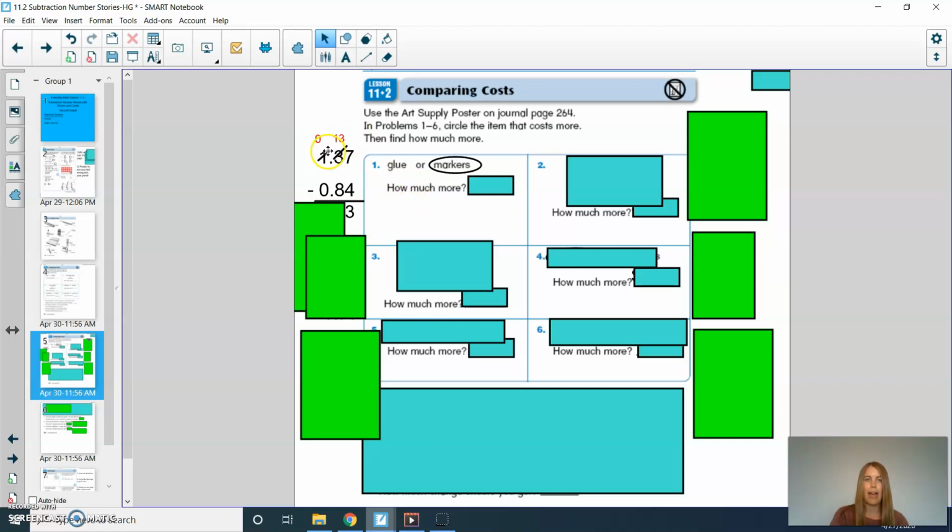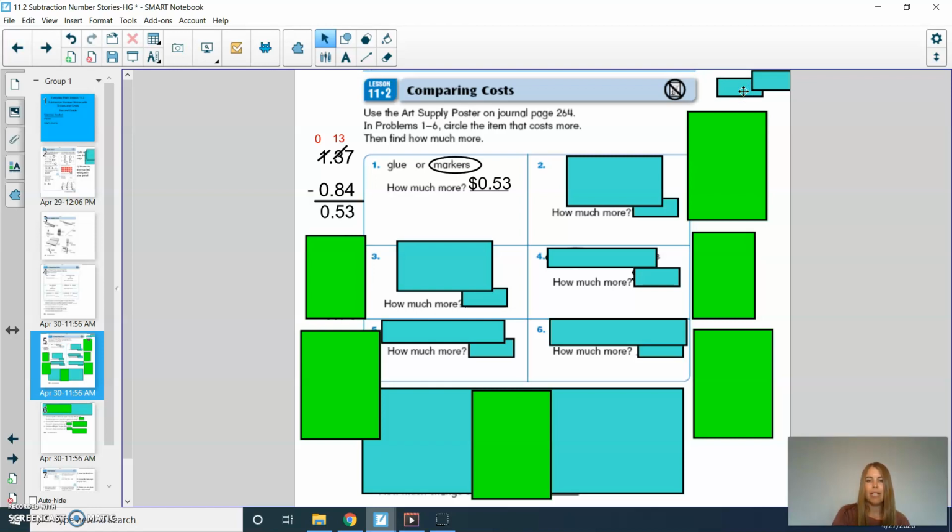I'm going to change that 1 to a 0, and now this 3 gets that 10 added to it. So it's no longer a 3, now it's a 13. 13 minus 8 is 5. Again, just like in the previous lesson, my decimal point is going to come straight down, and then I can just add that 0 in front of it for a placeholder. So, answering the question, how much more do markers cost? They cost 53 cents more.